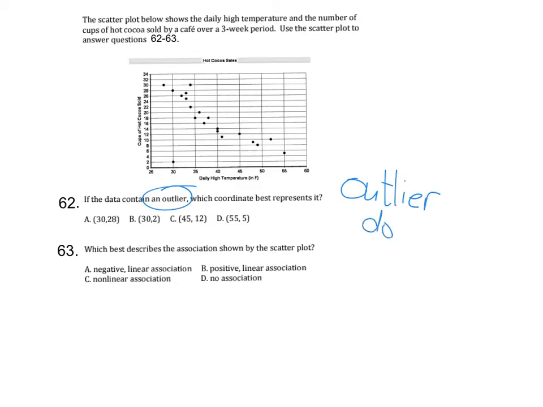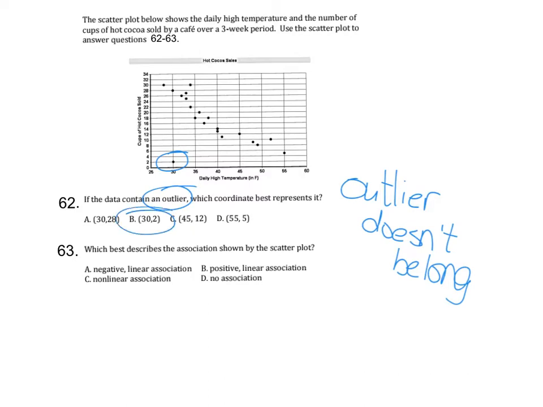So if we look at these points, is there one that just doesn't match? Okay, there's a couple that are sort of in a weird spot, but look at this one down here. This one down here is way out of line, right? When it was 30 degrees that time, they only sold 2 cups of hot cocoa. That was highly unusual compared to the rest of the data. So 30 degrees, 2 cups of hot cocoa would be an outlier.